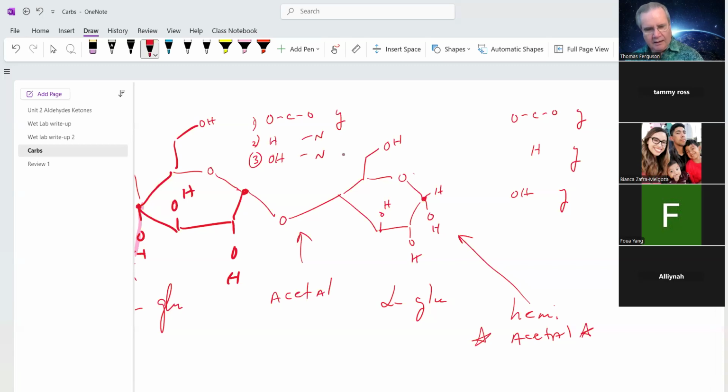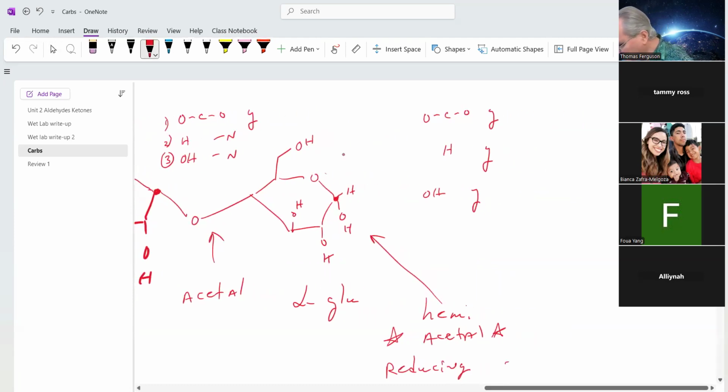Now, it's really important to get practice at identifying when you're looking at a carb, what kind of carb it is. Does it contain only acetals, only ketals? Does it have a hemiacetal present somewhere? Because if it's got a hemiacetal present, it is called a reducing sugar. And we're going to talk a lot about reducing sugars in this chapter.